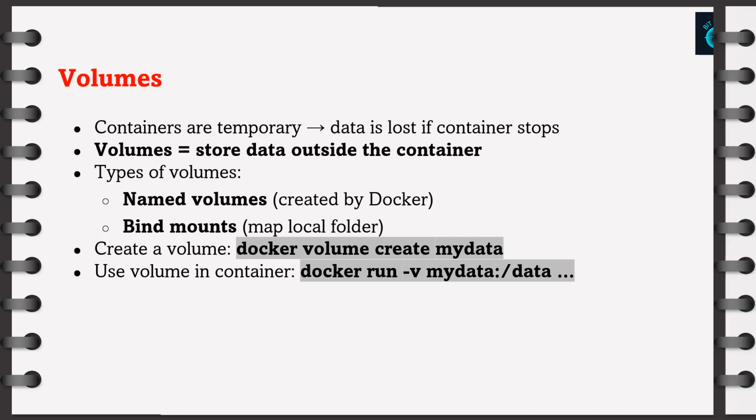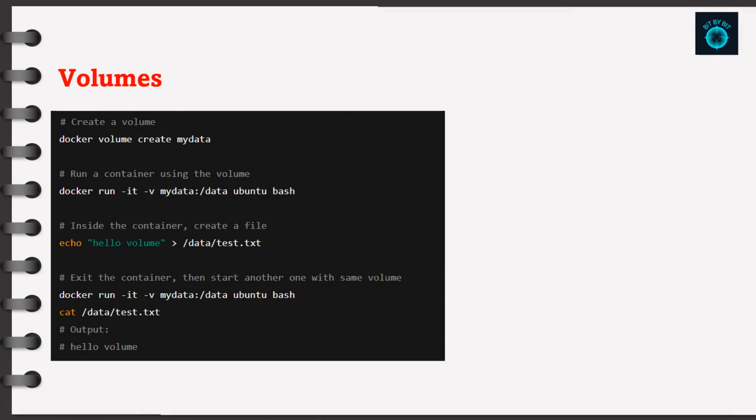Here's a simple demonstration. Step 1. Create a volume with docker volume create mydata. Step 2. Run an Ubuntu container with docker run -it -v mydata:/data ubuntu bash. This mounts the volume into the container at /data. Inside the container, type echo hello volume > /data/test.txt. That writes the words hello volume into a file inside the volume. Now exit the container.